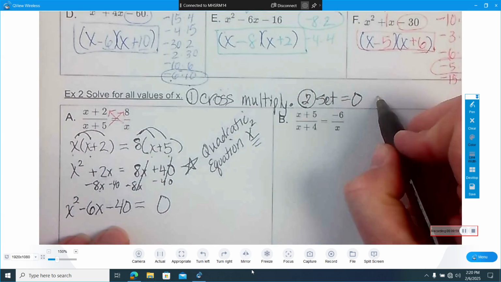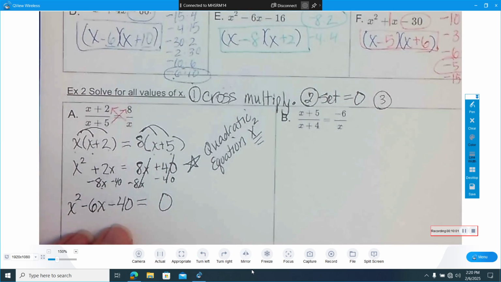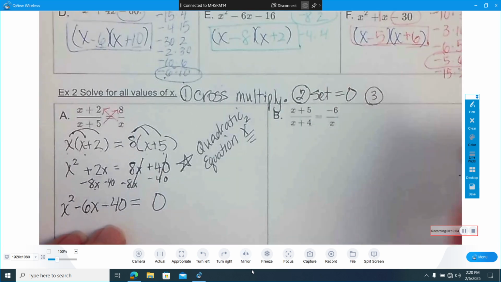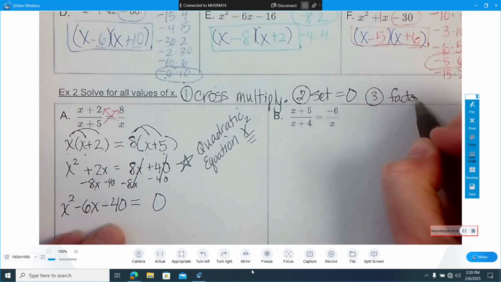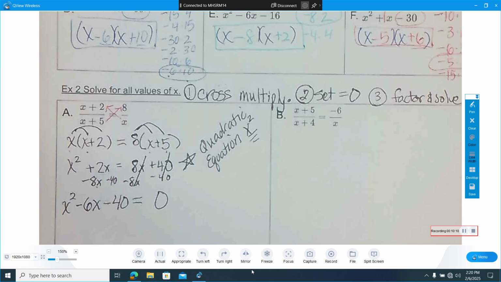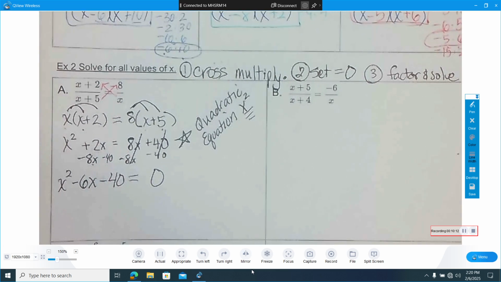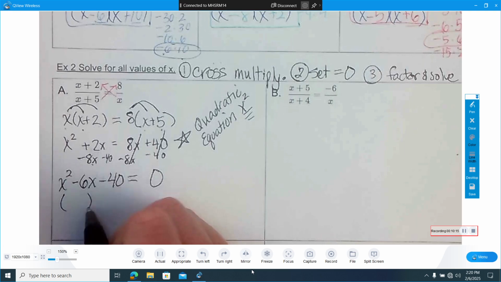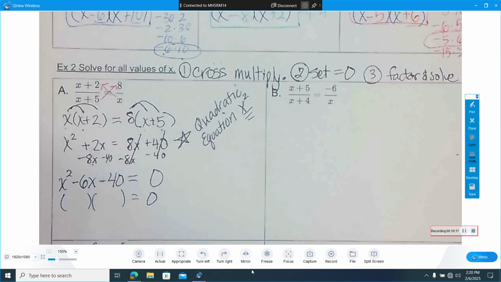And so this is the third step. Our third step, once we get it set equal to 0, is to factor and solve. And we're done. To factor means double bubble, so we're going to double bubble. Of course, if you wanted to, you could use the quadratic formula, but I don't.